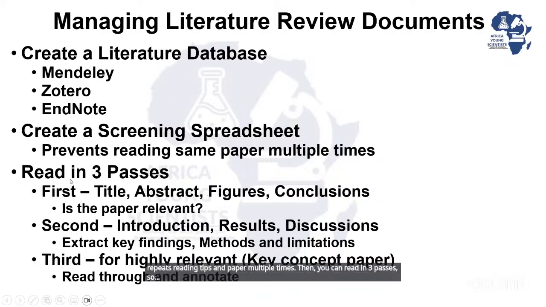Then you can read in three passes. This is when you are doing your search. First, you just need to look at the title, abstract, the figures, and the conclusion. What you are trying to determine here is whether the paper is relevant, because sometimes the title of the paper may be misleading. From the title, you might think, oh, this paper should give you the information you're looking for. By the time you read the abstract, you will be a bit confused.